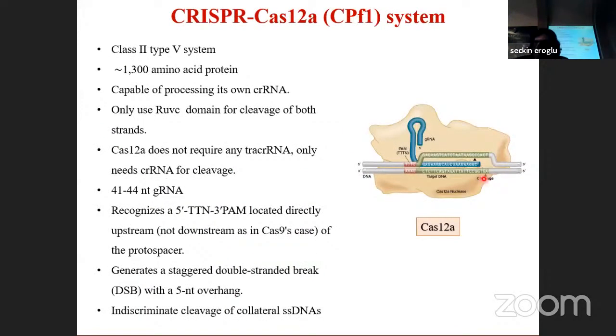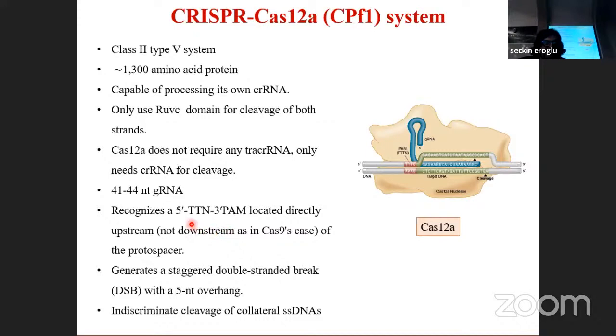I'll first tell you about the different Cas systems on which we are working, and then I'll discuss the designing of RNA. This is CRISPR-Cas12a, which we call Cpf1. It is a class 2 type 5 system. The size of the protein is around 1300 amino acids, and by the way, Cas9 is also 1300. It is capable of processing its own CRISPR RNA, and it uses only the RuvC domain, which is basically the domain responsible for the cleavage of the DNA. Cas12a does not require any tracer RNA, so this is different from Cas9. The size of the guide RNA is around 41 to 44 nucleotides. In the case of Cas9, it was 20 nucleotides; in the case of this Cas, it is 44 nucleotides.